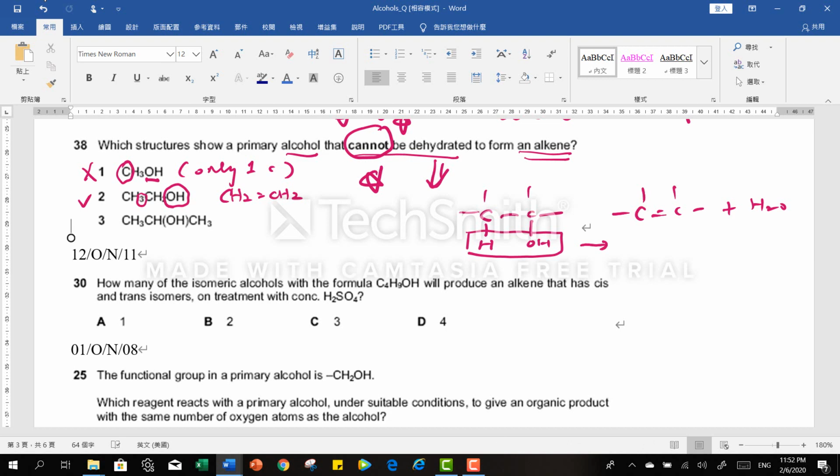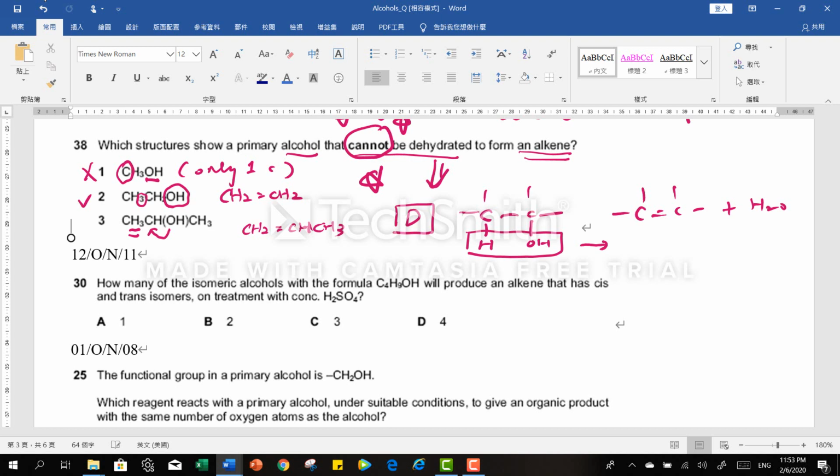And this one, of course, can also undergo dehydration because this OH is bonded with this carbon, and the carbon nearby has hydrogen. So you will get propene. So only one. So the answer is D, only one.